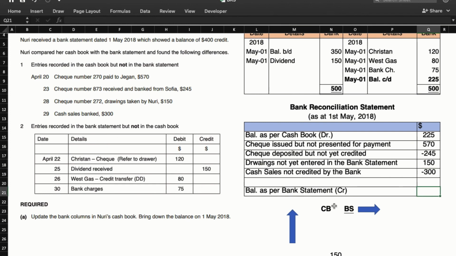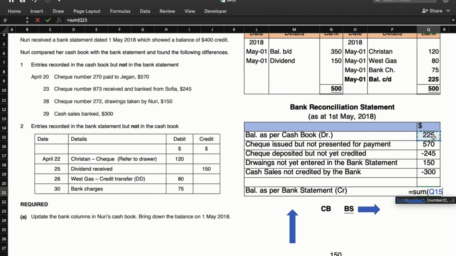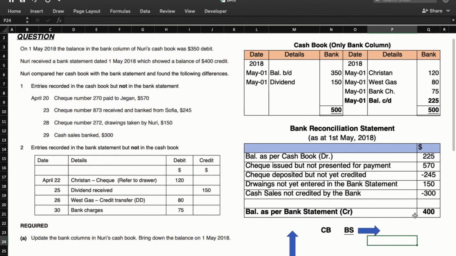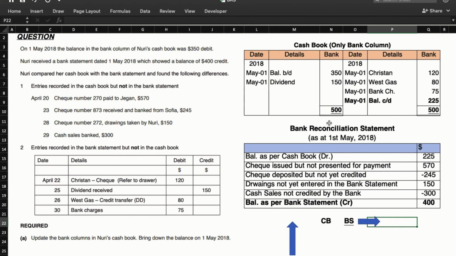Now let's see, did we reach the bank statement balance? I will make the sum of all these figures, so let's see if we got the bank statement balance or not. This is what we got, $400, and that was the balance as per bank statement. So this is how we need to prepare the bank reconciliation statement. While preparing it, we consider only those transactions which were recorded in the cash book but not in the bank statement. I hope you understood how to prepare the bank reconciliation statement.